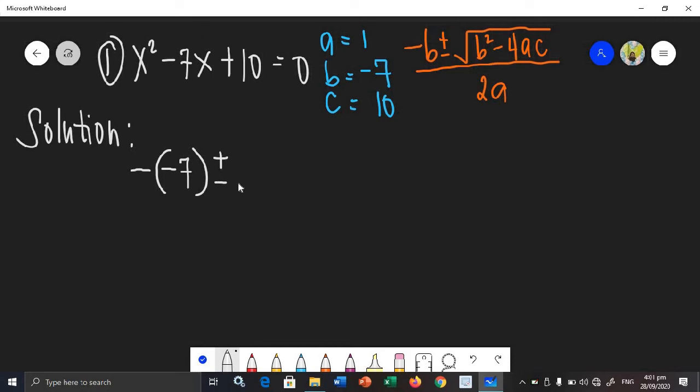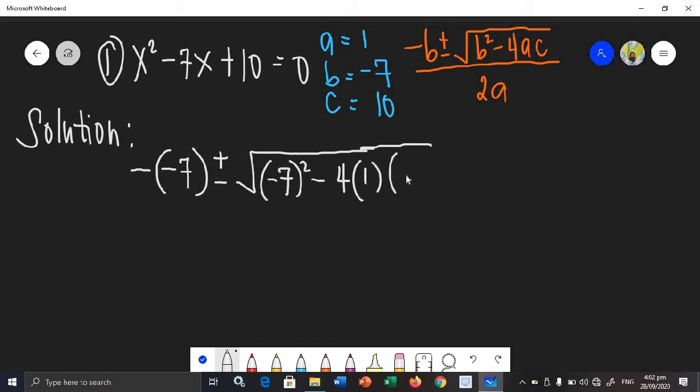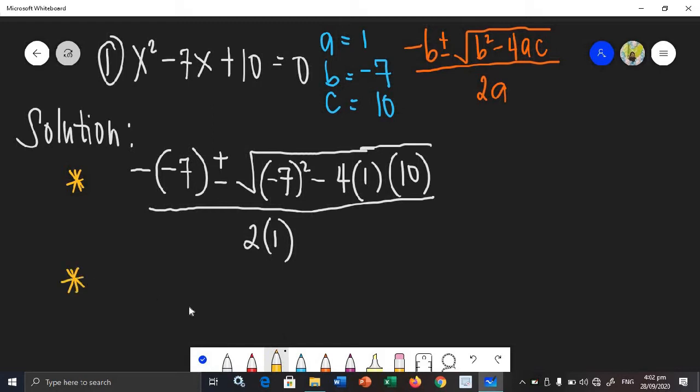So, positive, negative, square root of b squared, your b is negative 7, okay, squared, minus, okay, pahabain ko lang, minus 4, the value of your a is 1, okay, c is 10, all over, lagyan ko dito ng arrow para indication na solution, okay, all over 2a, your a is 1, okay, so napansin nyo dito palang puno na yung board.